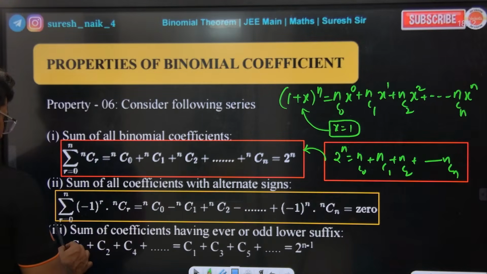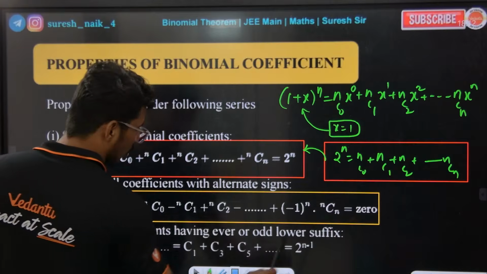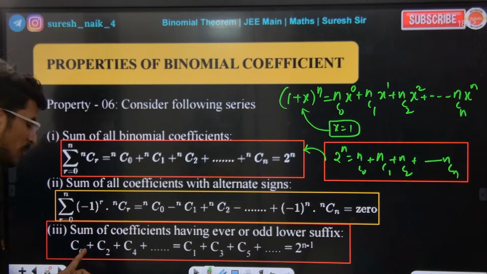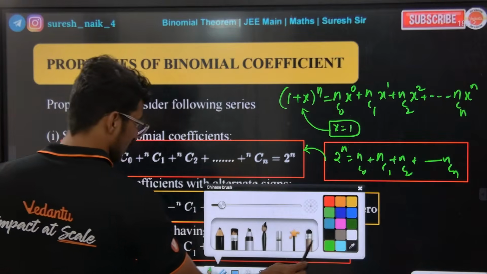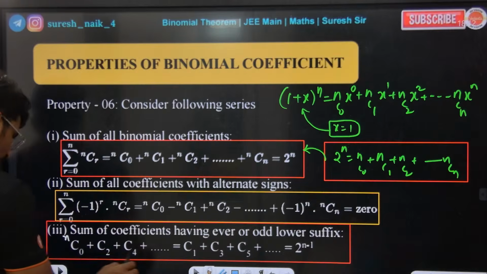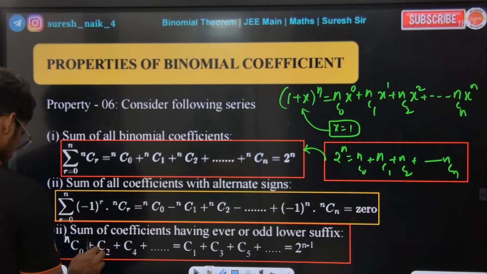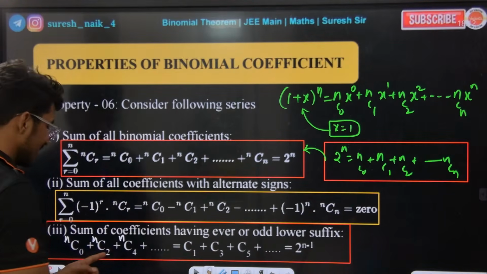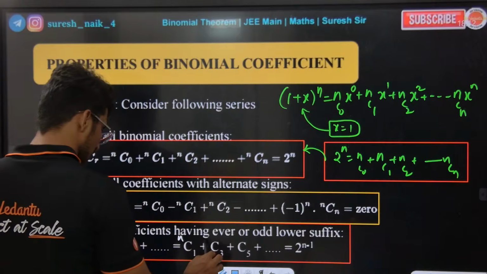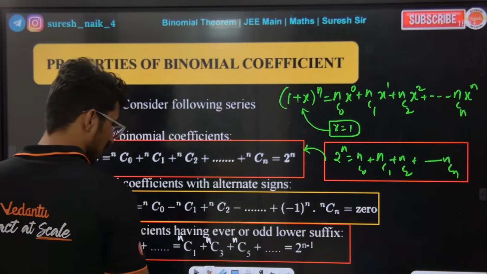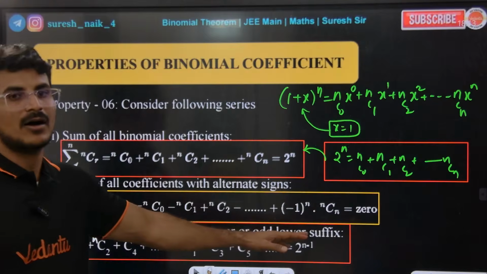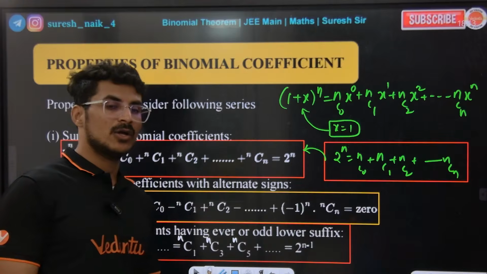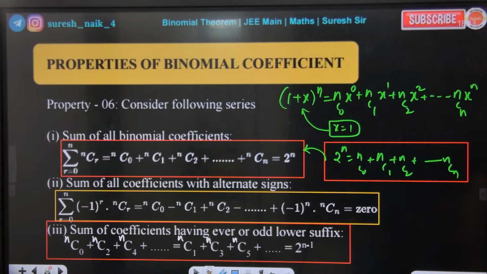Okay, so the sum of coefficients having even and odd lower suffixes. Very good. Even and odd lower suffixes mean: C0 means nC0, nC2, nC4. Guys, C0 means nC0 only, please understand. The sum of all even suffixes is equal to the sum of all odd suffixes: nC1, nC3, nC5 and so on till the last odd lower suffix. So what will the answer be? 2 power of n minus 1.